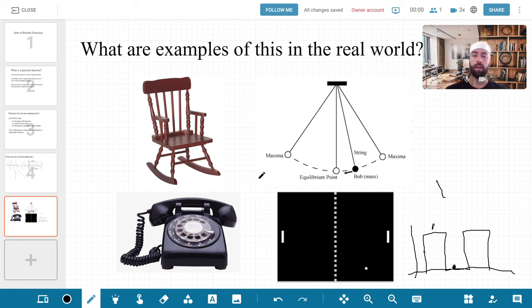Now, I'll go into a couple examples in a later video on this, but this should give you an idea of what a periodic function is, which is simply just a repeating function that repeats over a regular interval.